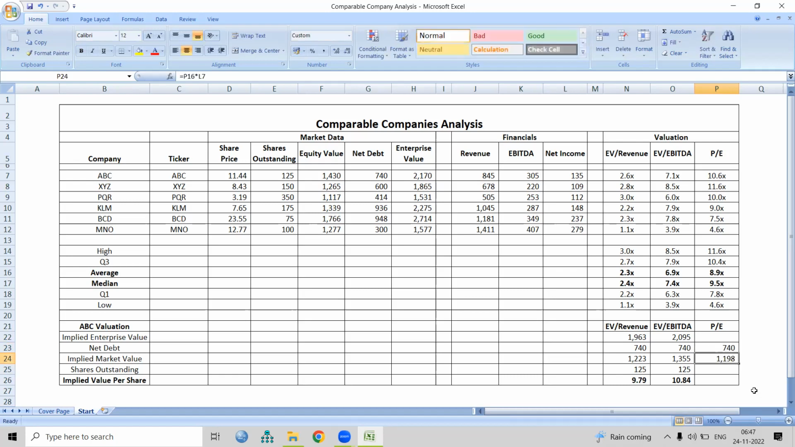The debt value remains the same, 740. So let's take a total of these two, that is market value of equity plus the market value of debt. The workings will be in a reverse approach here. Now, how about the number of shares outstanding? It remains the same, 125. Find out the value per share, P24 divided by 125, which is equal to 9.58.